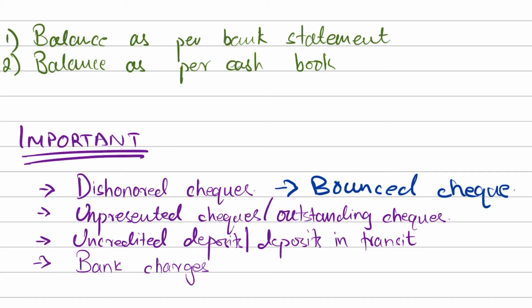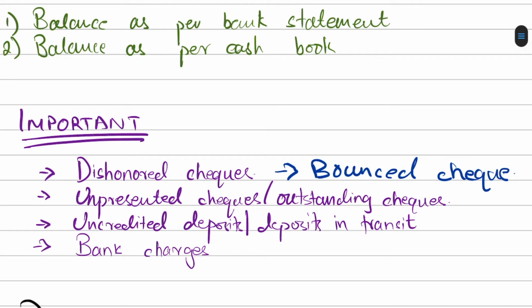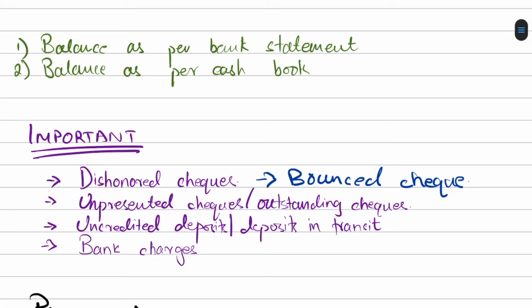Okay, so unpresented checks are also known as outstanding checks. Basically, this is when you have issued a check but it has not yet been recorded by the bank. You're going to understand more of this when we solve 2 or 3 examples in the future. Now, uncredited deposits.